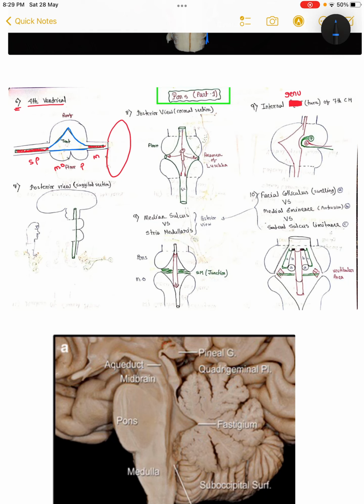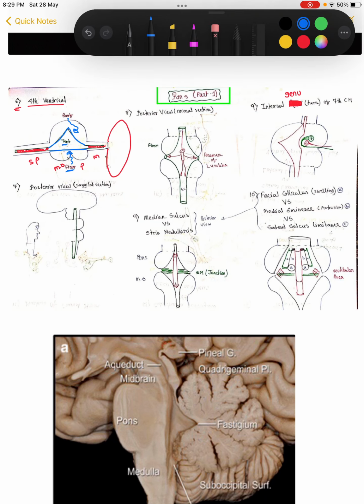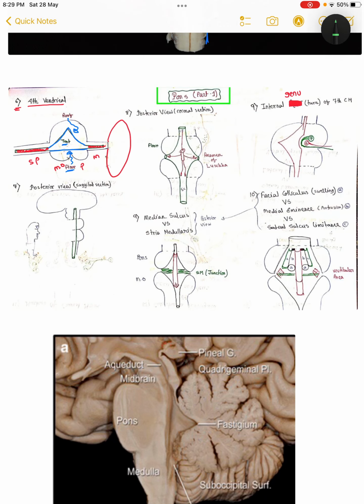structure of the fourth ventricle. It looks like a tent, and in the tent you will find a floor, and this is the floor, and you will find a roof, and this is the roof. So you can say the posterior wall of the pons or the medulla oblongata is the floor of the fourth ventricle. Claro? Let's move forward.